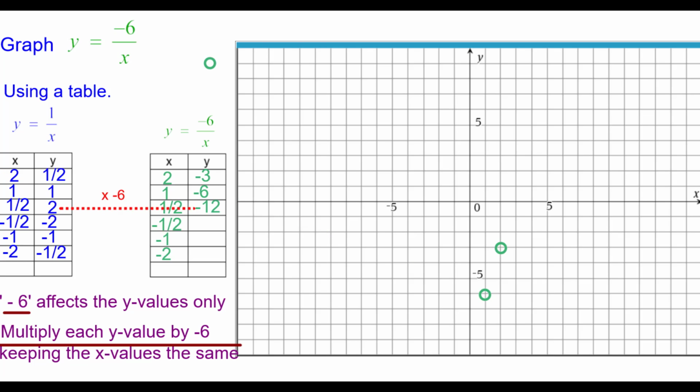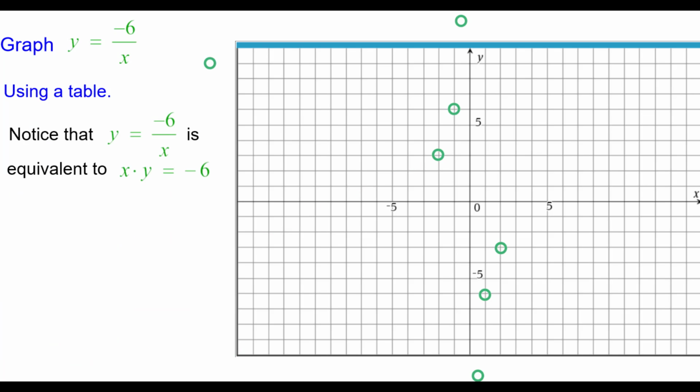Two times -6 is -12, plotting 1/2, -12. -2 times -6 is +12, so that's -1/2, up to 12. And finishing those points there. Press pause if you need to see these.